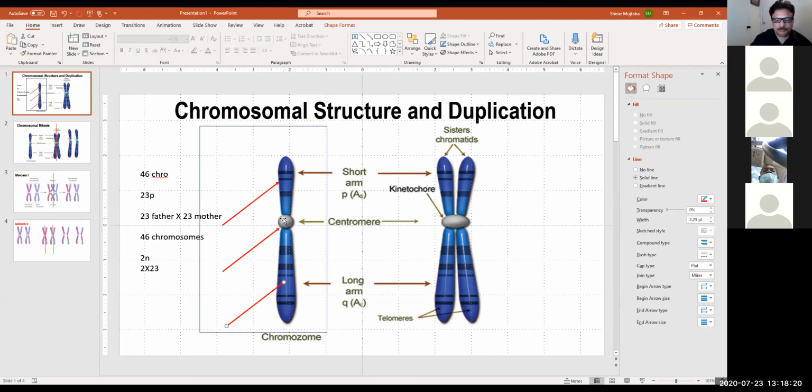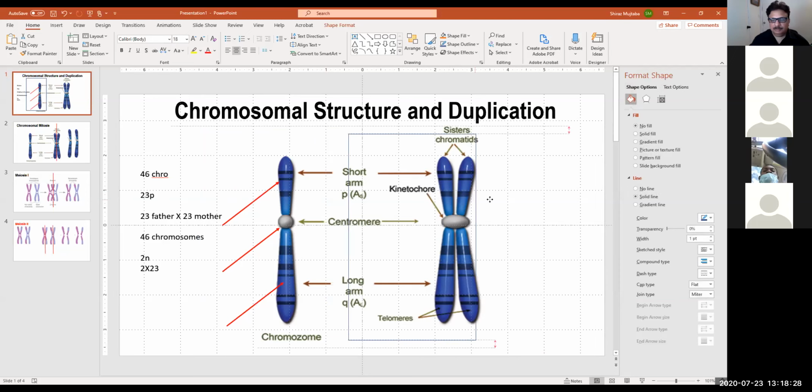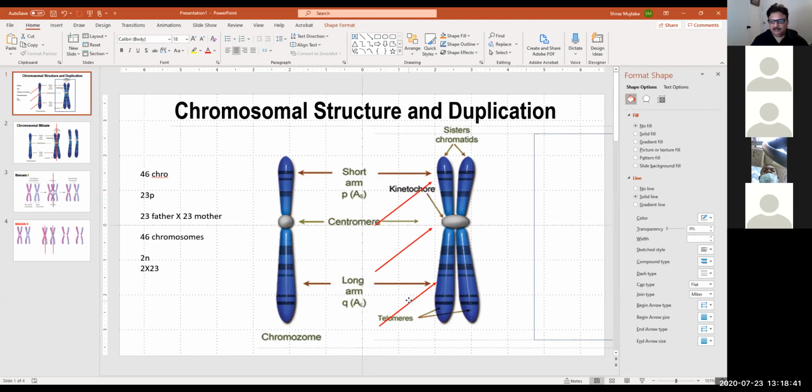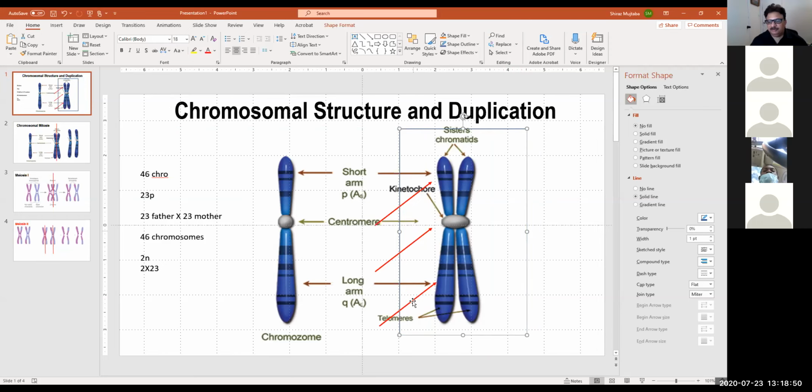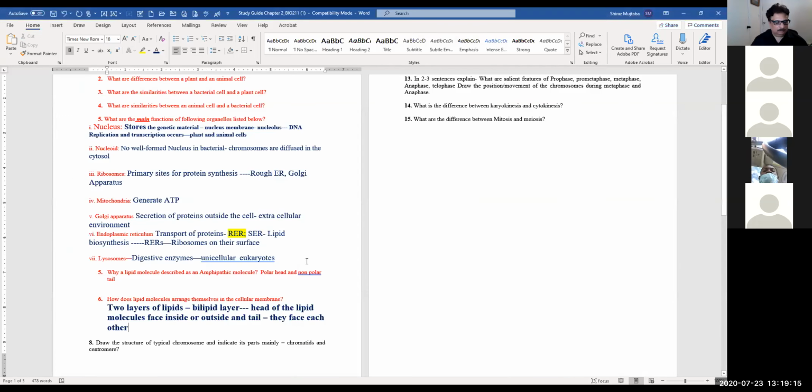Now what happens when the chromosomes duplicate or when the DNA replicates? The chromosome becomes like this. And what's the relationship between these two chromosomes? They are sister chromatids because they are originating from the pre-existing chromosome. Most students will think that the real chromosome exists like this. No, the real chromosome is actually like this. It's only when the chromosome duplicates that it becomes like this. So a typical chromosome is made up of a centromere, and to this centromere are attached chromatids. So we took care of question number 8.